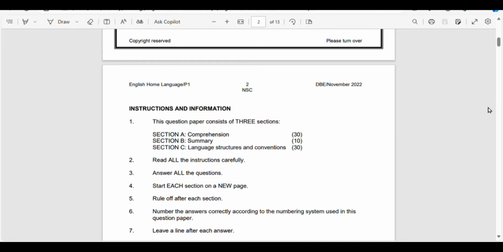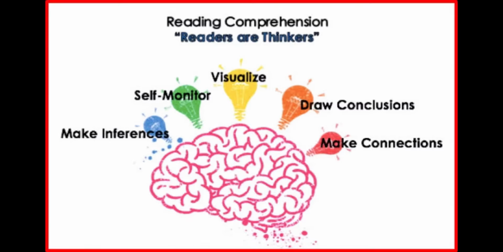Okay, so section A is the comprehension section. This is where you're going to be reading for meaning and understanding. So they usually give you an article or a story or something that you have to read, and then take note of important information, and then you're going to answer comprehension questions on that. Right? So now, how do you tackle the comprehension section of the paper?